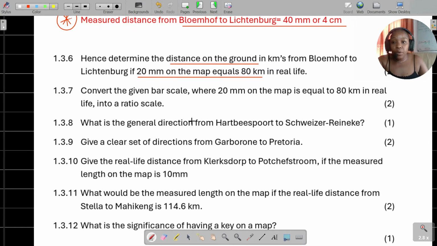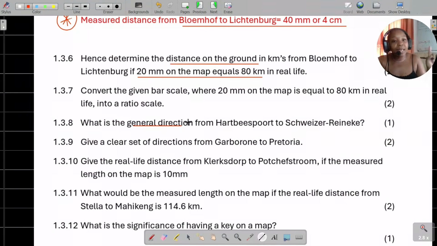Right? Question 1.3.8. What is the general direction from Hartbeespoort to Schweizer-Reneke? What is the general direction? Remember, when we want the general direction, they just want the straight line direction. Remember, when they say from the town or the city or the place after the word from, that means that you're starting there and you're going to the other place. So we're starting from Hartbeespoort.